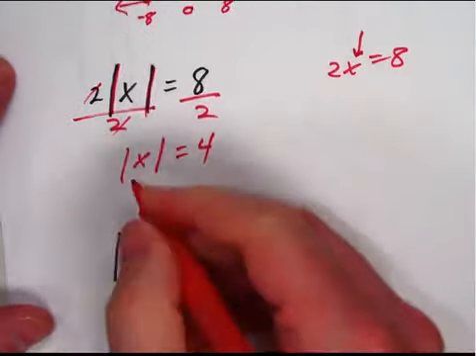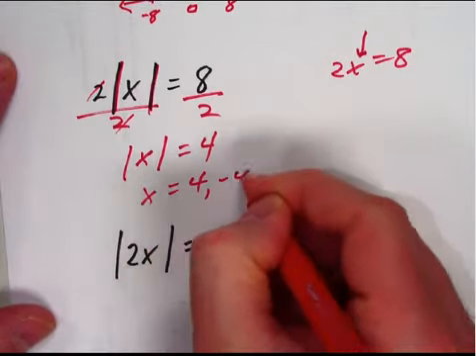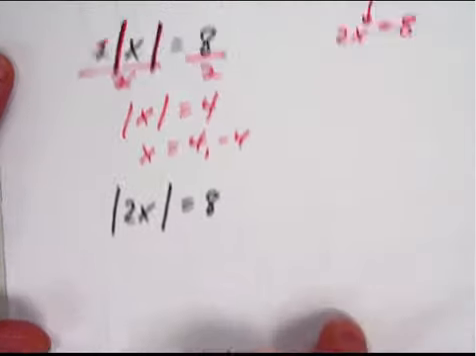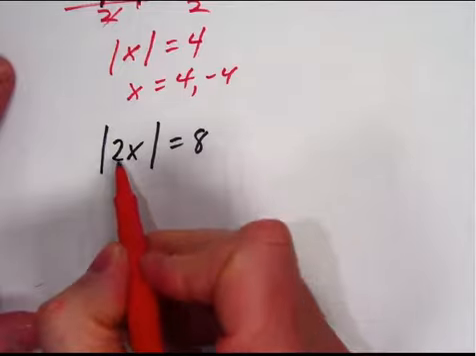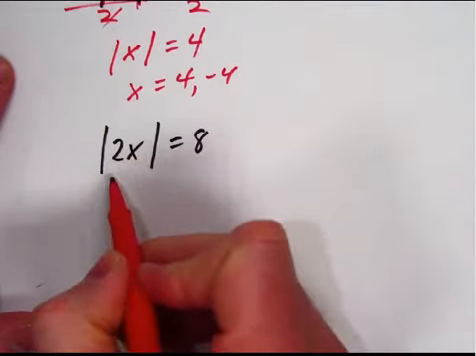We've talked about this enough. You should know that that's 4 and negative 4. Not a big deal. Okay, let's get more difficult here. Now we have two items inside the absolute value bars. We haven't had that yet.